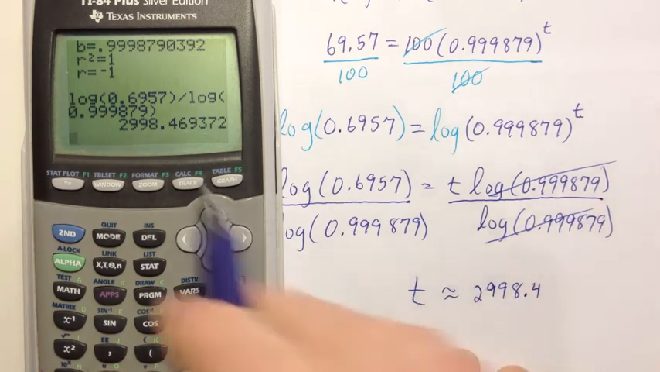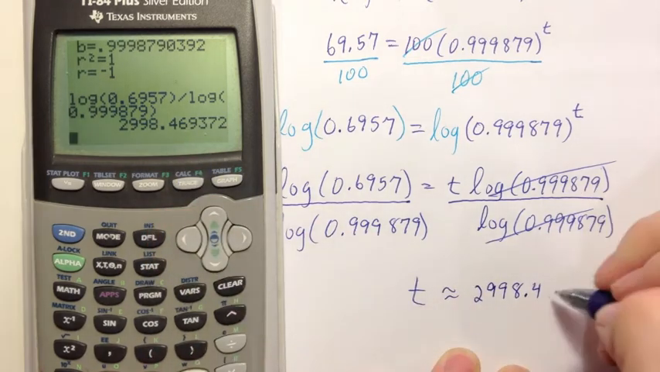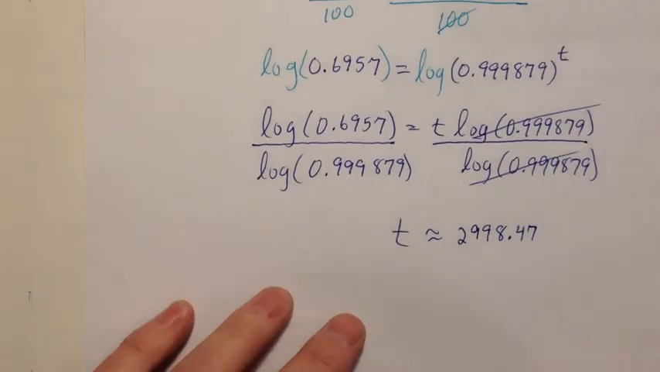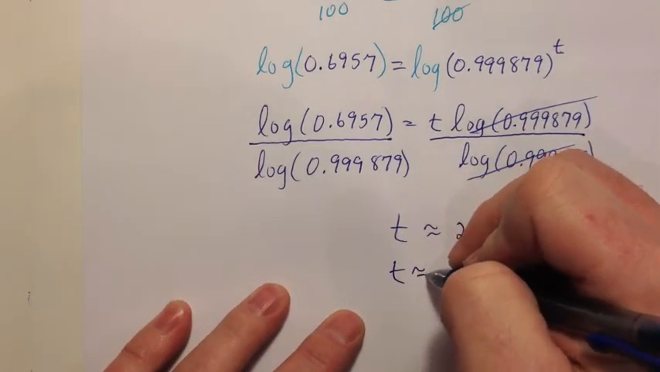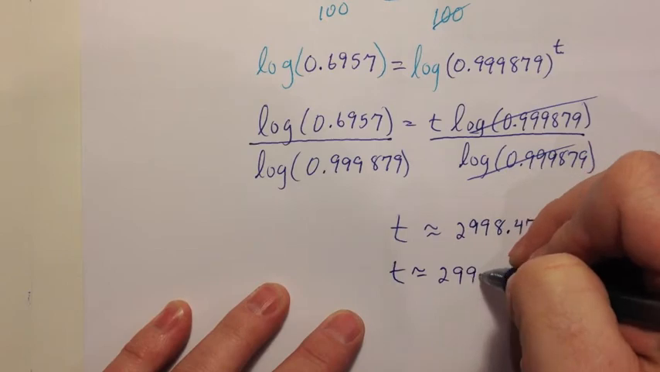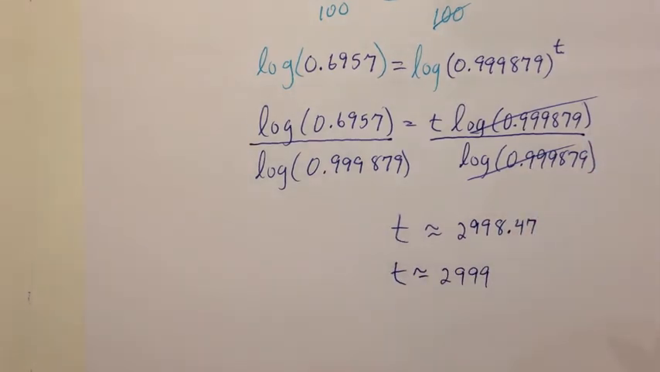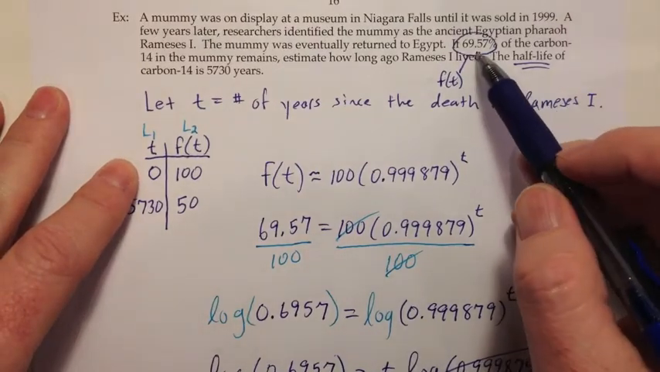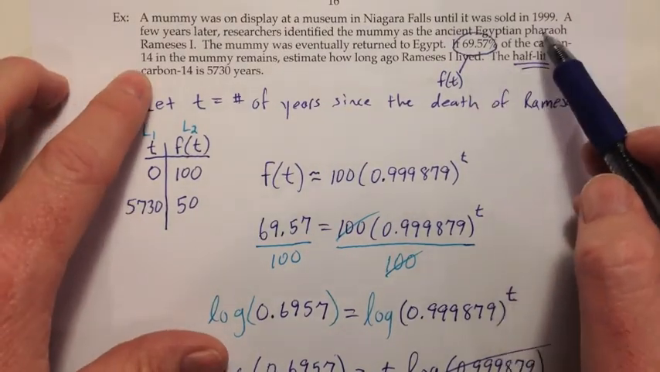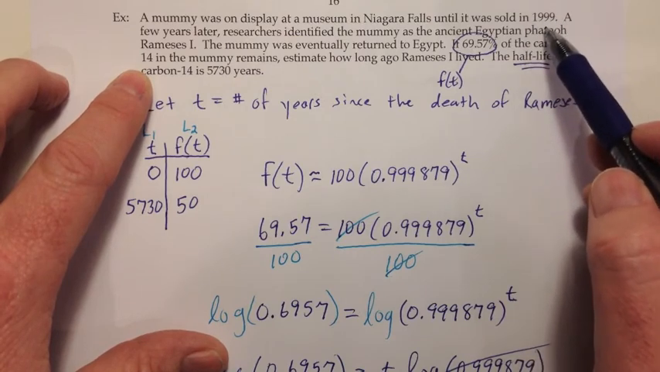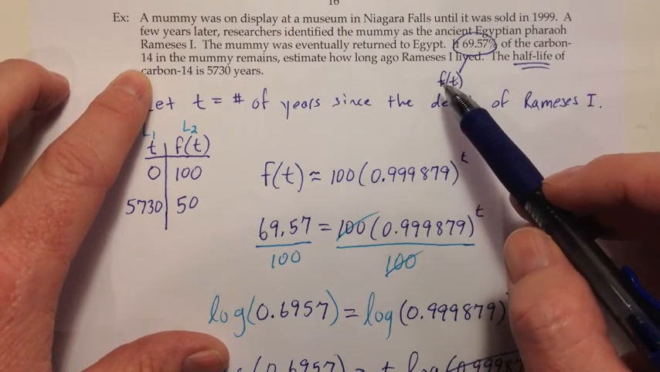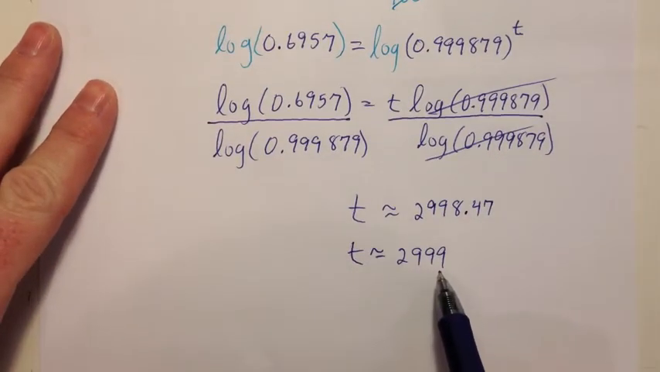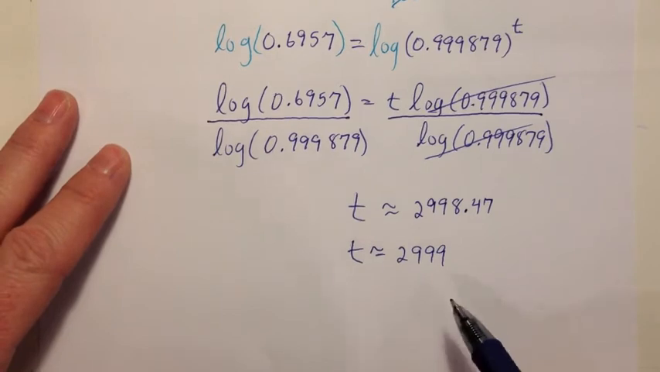And I guess if I'm going to write two decimals, since that's a 6 followed by a 9, I'd write 47. Typically we round these things to the nearest year, so if I was to do that, I'd say t is approximately 2,999. And they asked how long ago he lived. If I read this problem correctly, this 69.57 of the carbon-14 in the mummy was how much was there in 1999 when that was checked. And so I would say that he died 2,999 years before 1999.